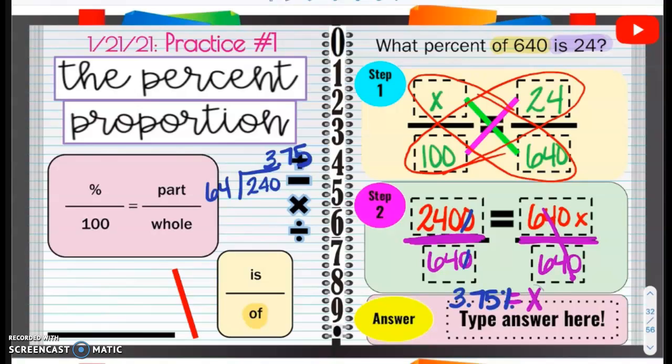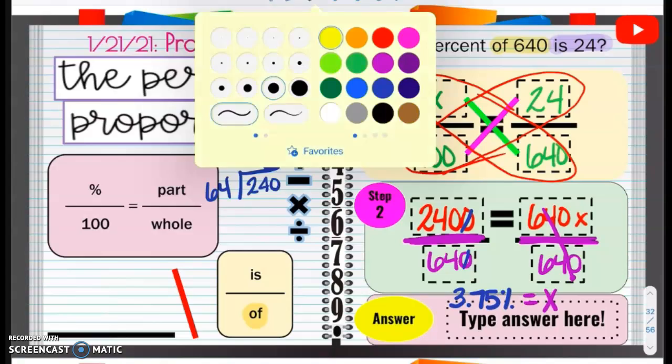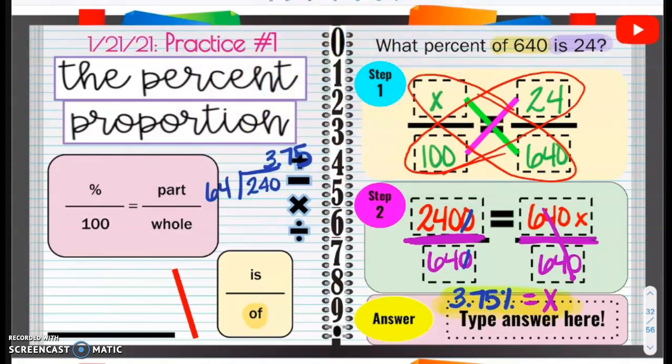And I'm going to move this x over here. Perfect. All right, so now I will highlight that for us. And that is going to be it for our answer. So 3.75, I'll put it over here as well. And that's going to be percent. So that is going to be our answer. And that's it for that practice number 1.